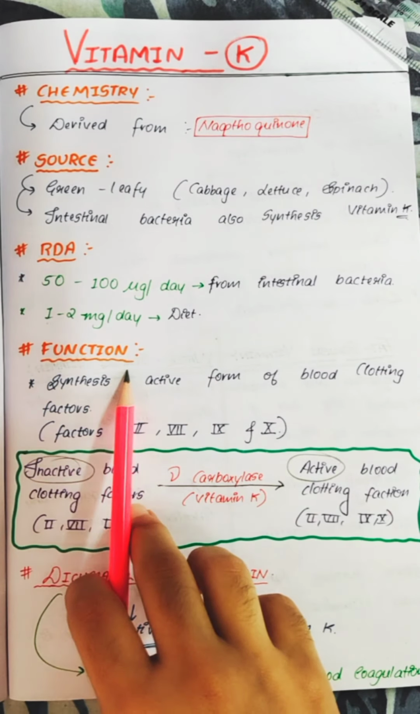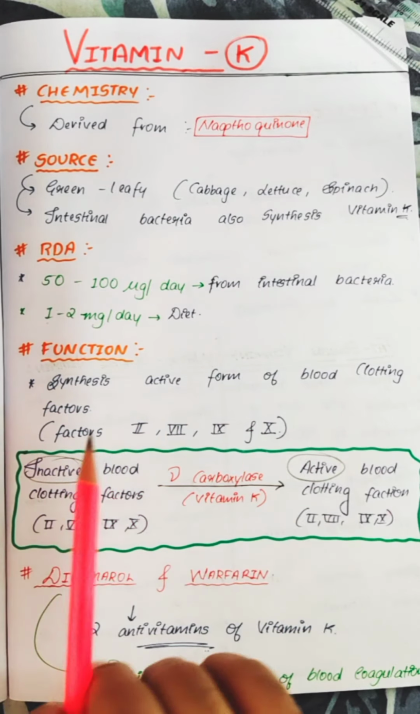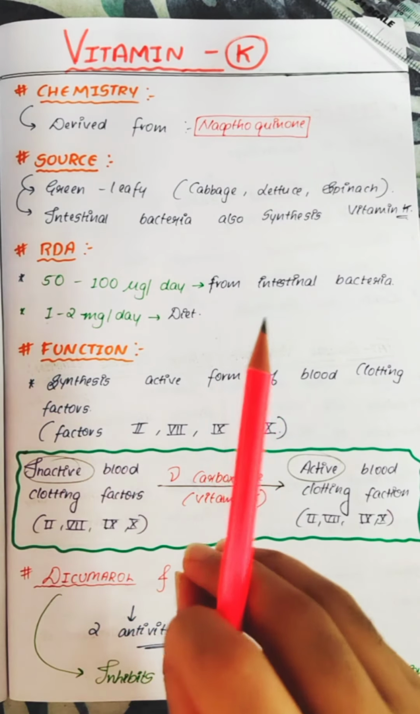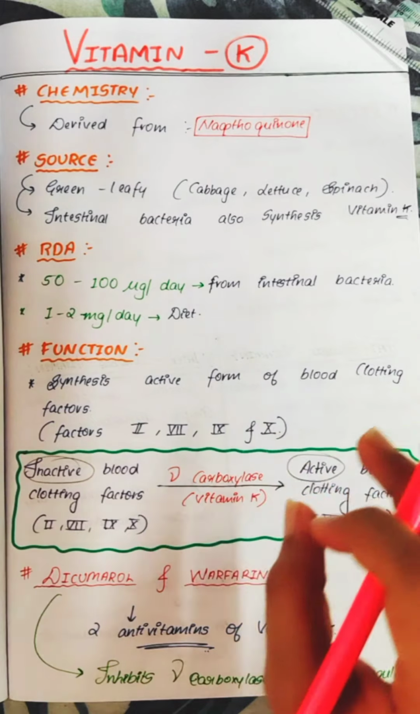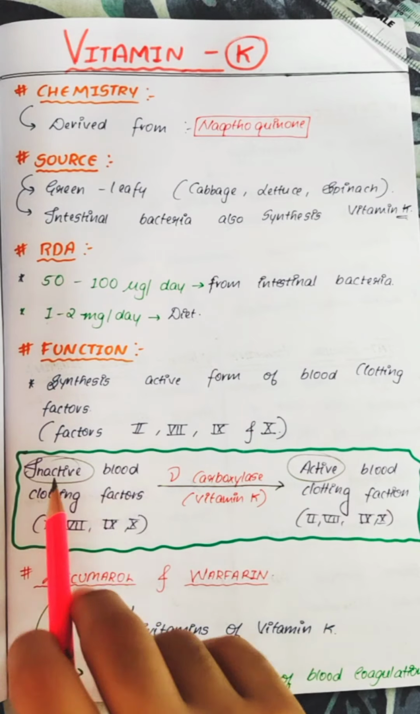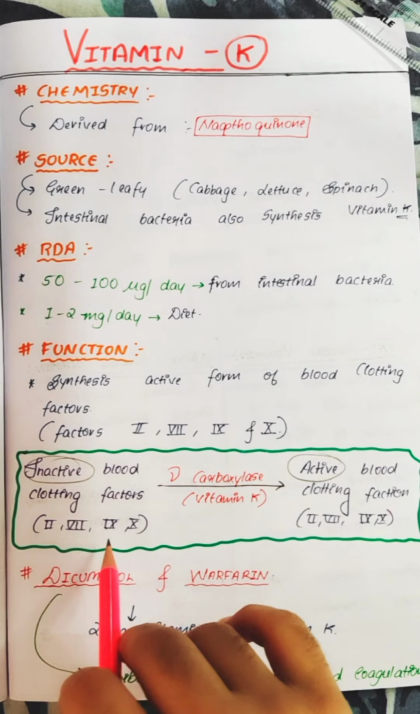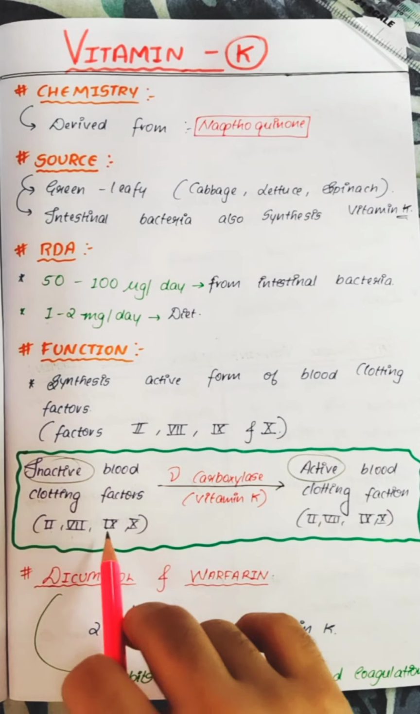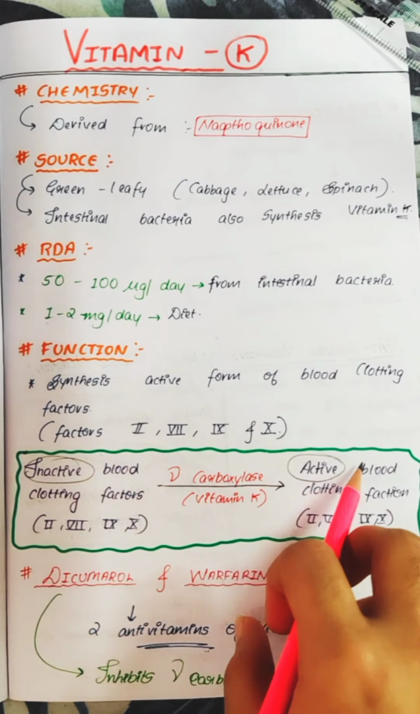Vitamin K functions include the synthesis of the active form of blood clotting factors. Usually some clotting factors are present in the inactive form. They have to be converted into the active form in the presence of an enzyme and some amount of vitamin. The inactive blood clotting factors 2, 7, 9 and 10 are the ones which have to be converted into active form.